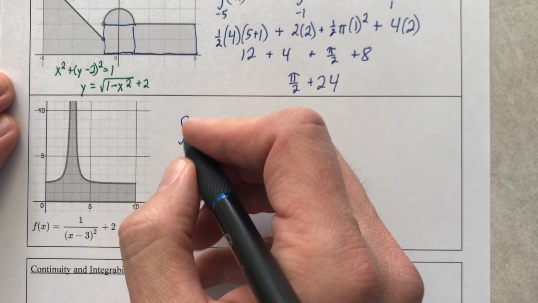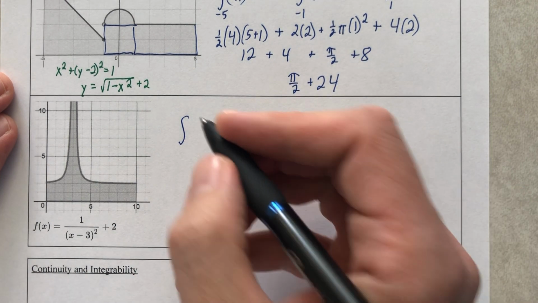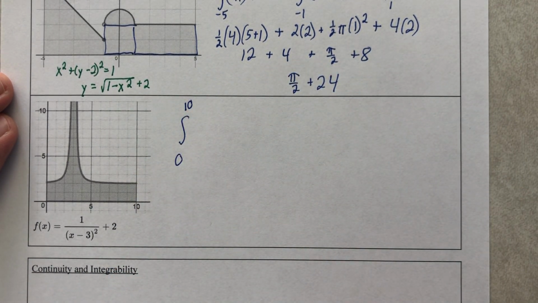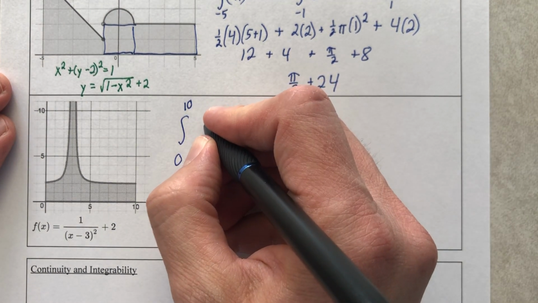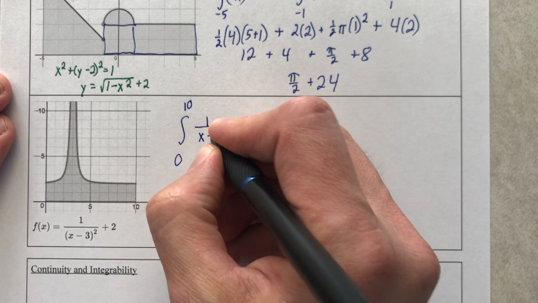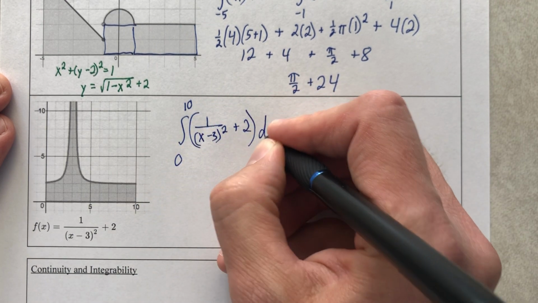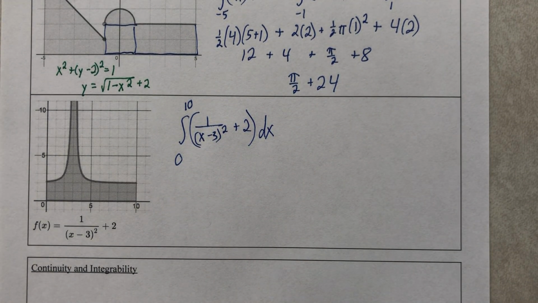I told you what the function was. That doesn't look like the integral symbol that we're used to. 0 to 10, remind me to tell you, you can't do that on a video. Remind me to tell you where this symbol comes from. X minus 3 squared and then plus 2. There we go, that's it.